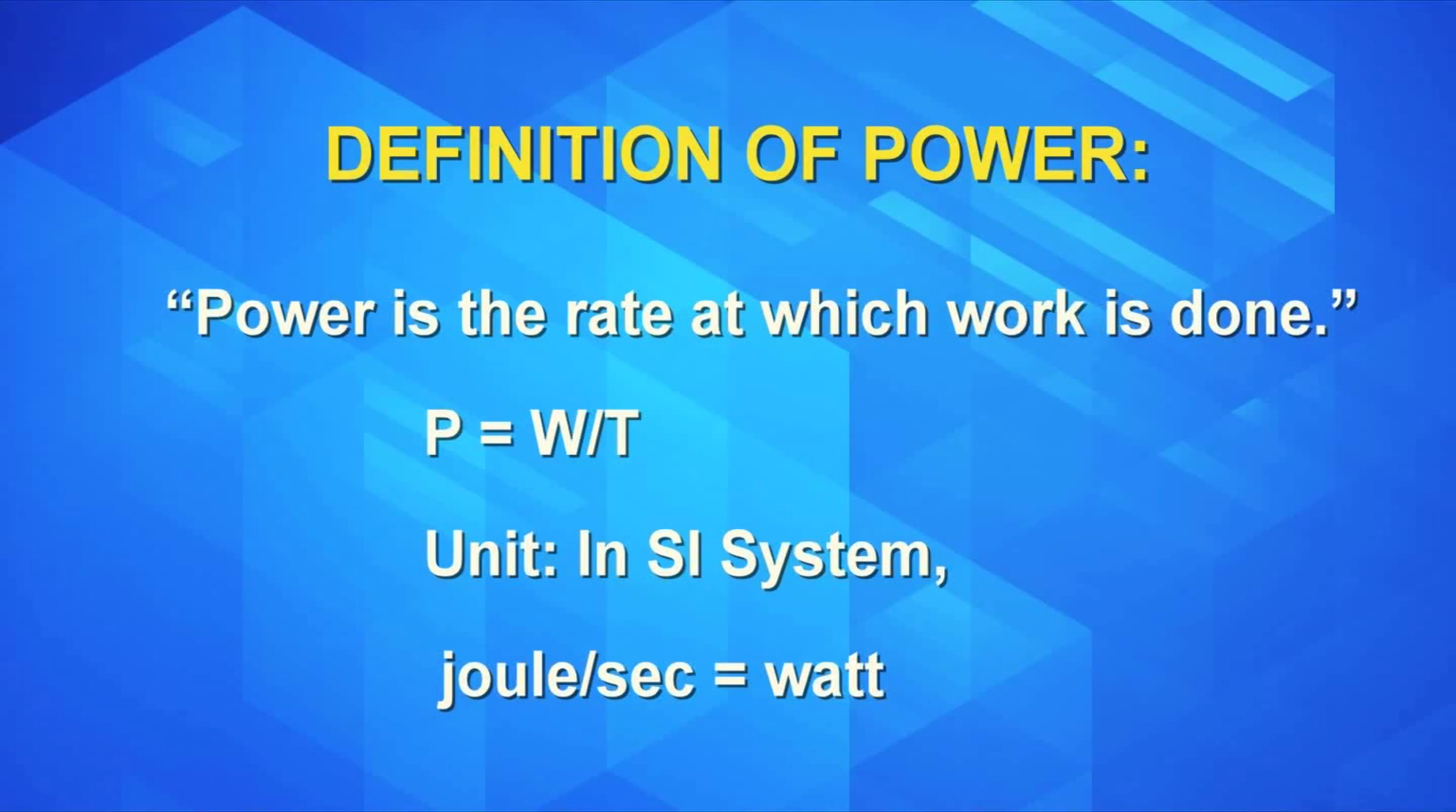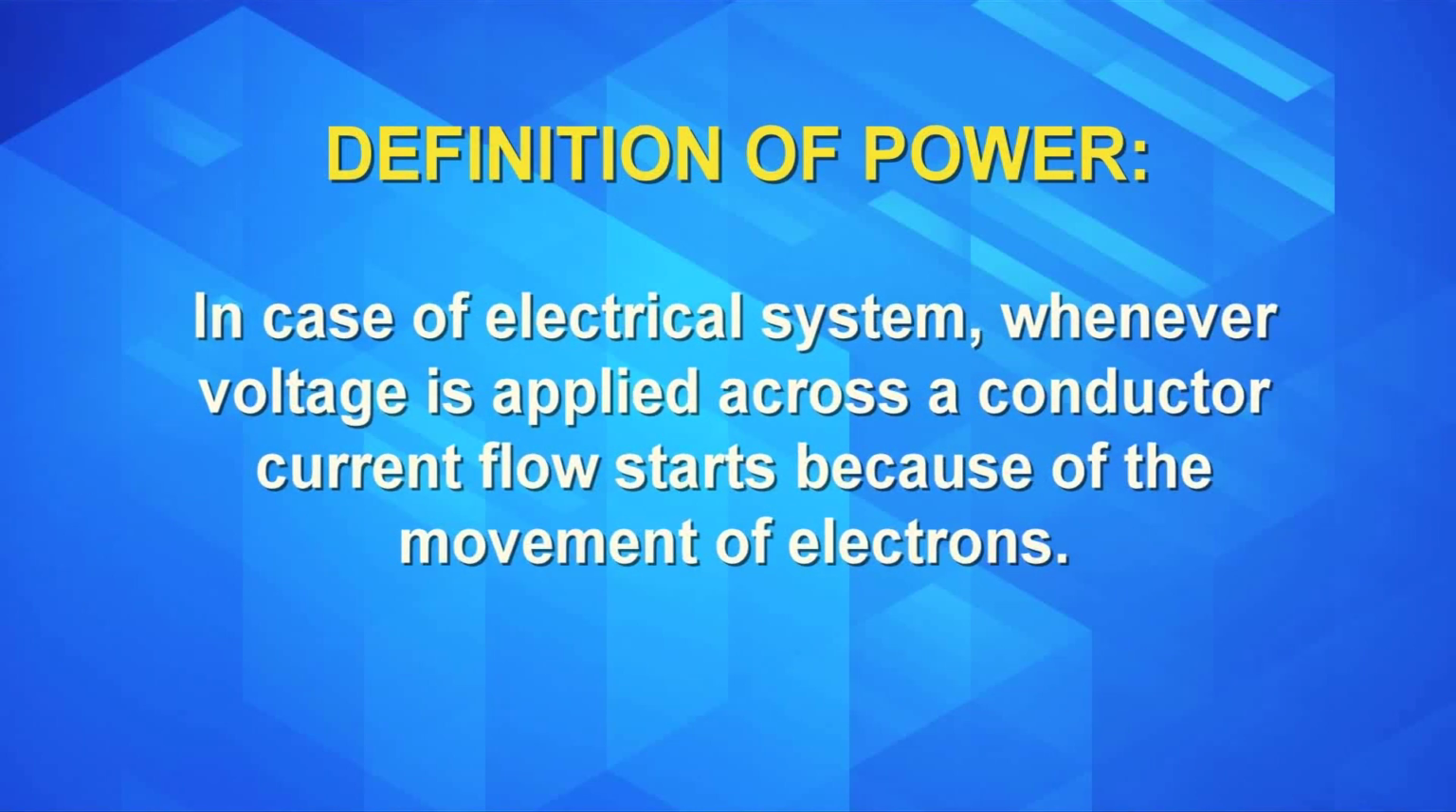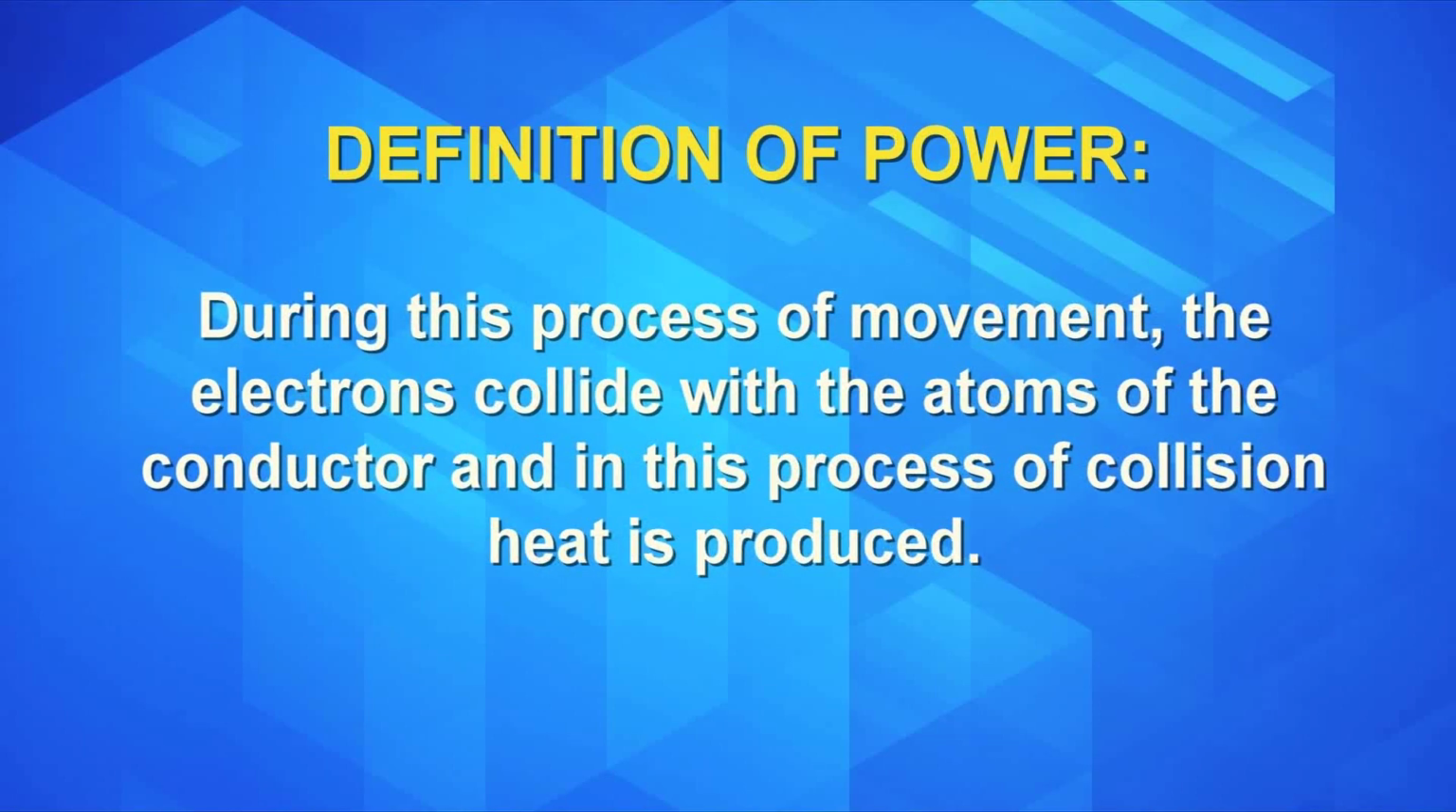As the unit of work done is joule, so the unit of power is joule per second, and this unit is known as watt. In case of electrical system, whenever voltage is applied across a conductor, current flow starts because of the movement of electrons. During this process of movement, the electrons collide with the atoms of the conductor, and in this process of collision, heat is produced. This heat produced totally depends on both the applied voltage and the current.